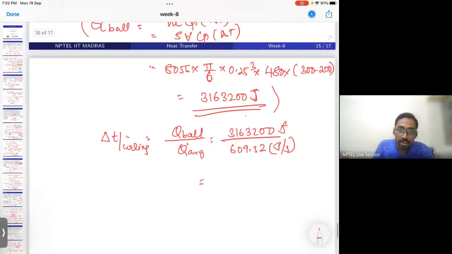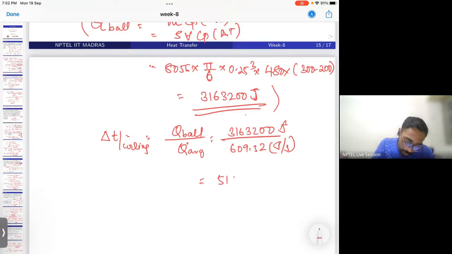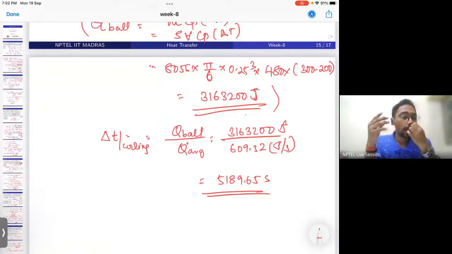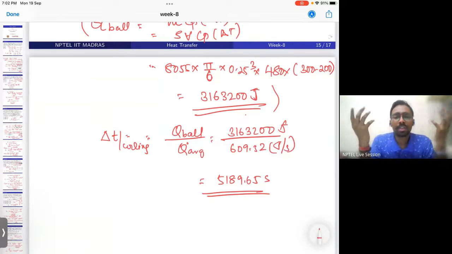Okay. So this answer will amount to around 19.65 seconds. So this many seconds it will require to cool down from 300 to 200 degrees Celsius. In this calculation, we assume that the entire ball is at 200 degrees Celsius, which is not necessarily true. The inner region may be at a higher temperature than its surface. We discussed that already in the transient heat conduction part. So we just need to check the Biot number.